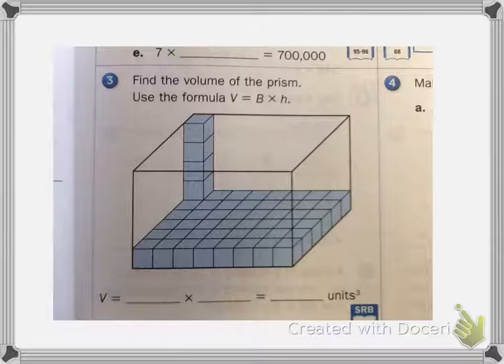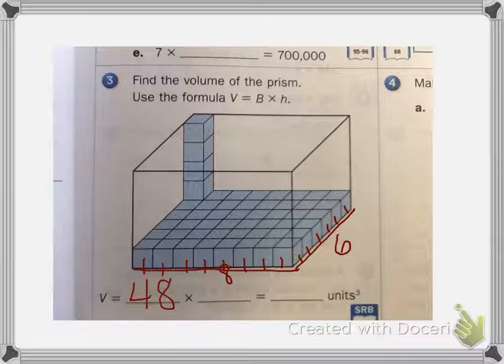Number 3 says find the volume of the prism. Use the formula volume equals the area of the base times the height. So first I have to find the area of the base, which is length times width. 1, 2, 3, 4, 5, 6, 7, 8. 1, 2, 3, 4, 5, 6. 8 times 6 is 48.